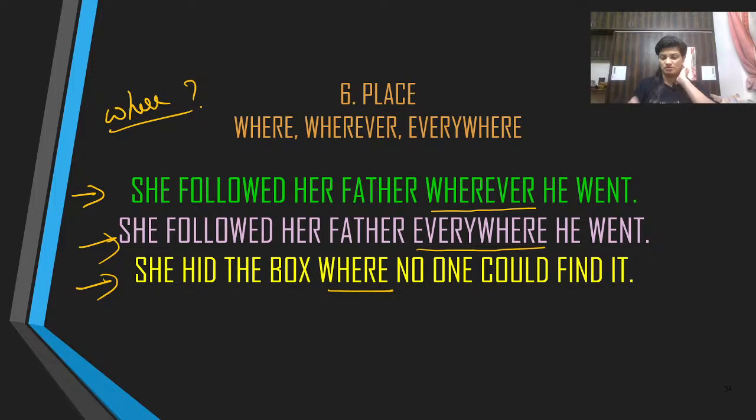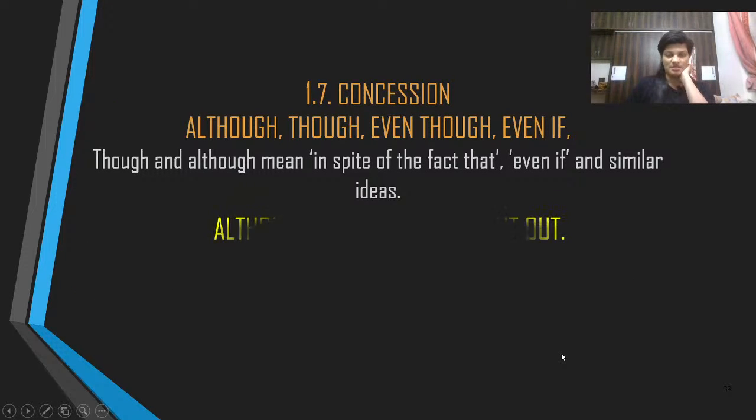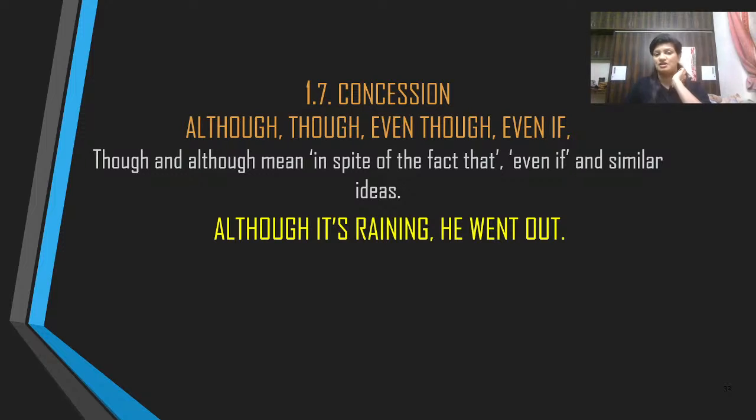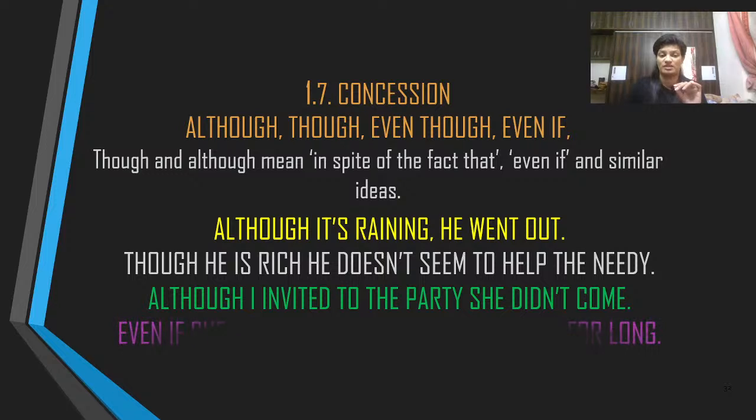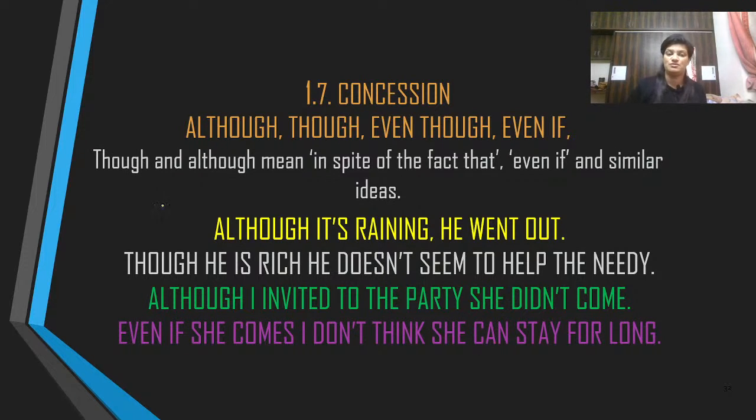All right, cool. Next one is concession. Before explaining the word, let me tell you the meaning of these statements. Let us take the examples into consideration. First one, although it's raining, he went out. Well, the actual result of this action should have been that he shouldn't have gone out.